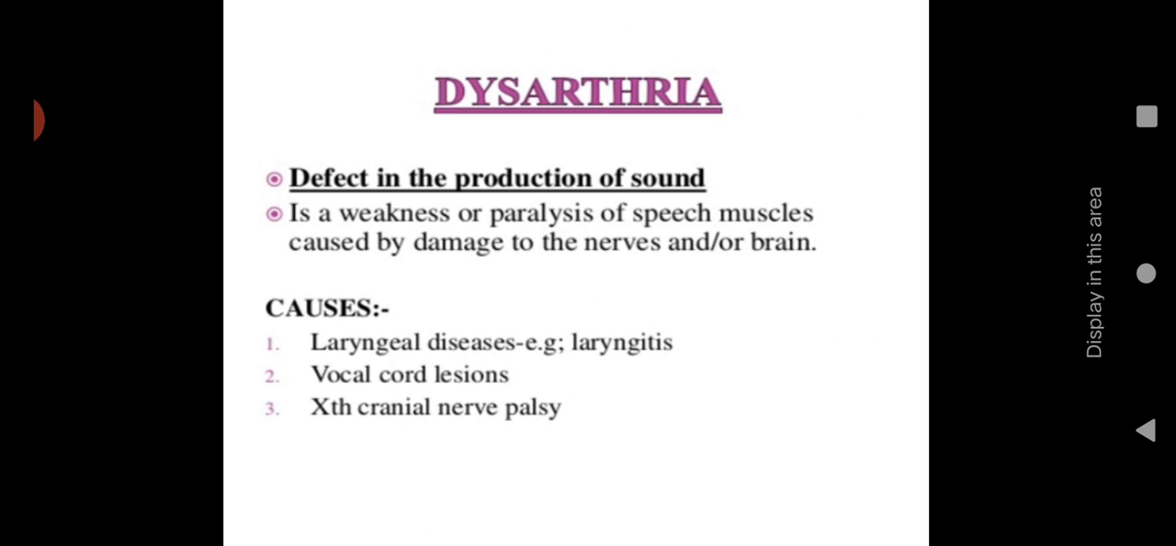Then the next one is dysarthria. Dysarthria means defects in producing sound, or difficulty to produce sound. It is a weakness or paralysis of speech muscles caused by damage to the nerves and brain. Dysarthria mainly occurs when there is damage or a defect in the brain or nerve, which can lead to difficulty to produce sound. That is called dysarthria. Main causes are laryngeal diseases, vocal cord lesions, or 10th cranial nerve paralysis. Because of this, dysarthria can occur.